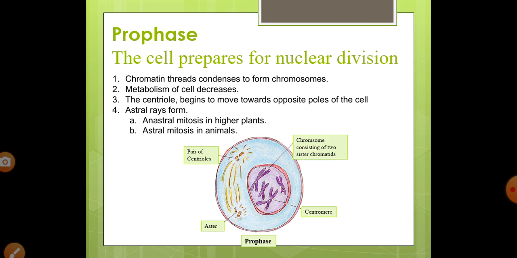Astral rays form when the centrioles move to opposite poles of the cell. We can see in this diagram that the pair of centrioles move to opposite poles and astral rays are formed. In higher plants astral rays are absent, and this is known as anastral mitosis, whereas in animals astral rays are formed and the mitosis is known as astral mitosis.